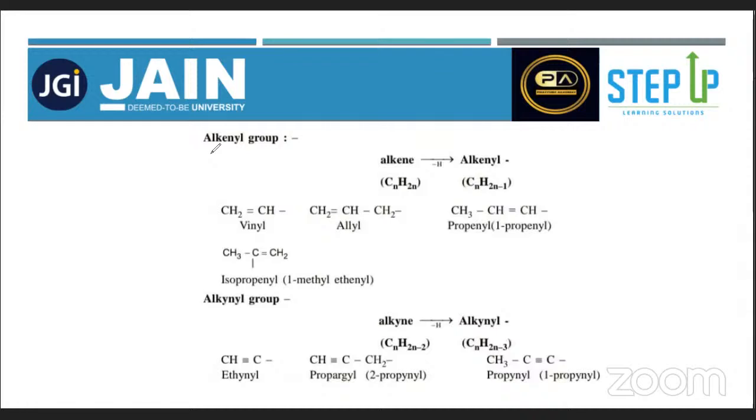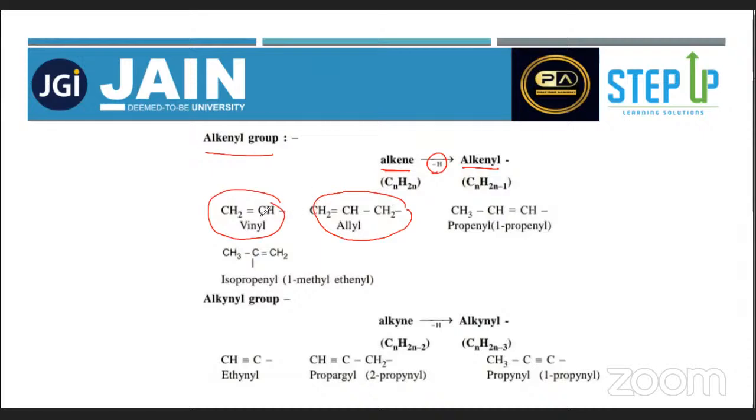Now after alkyl we have alkenyl. Now alkenyl group for what? From alkene you take out one H, that is alkenyl group. In this we have 2 options. We have vinyl and we have allyl. Now what is vinyl and what is allyl?